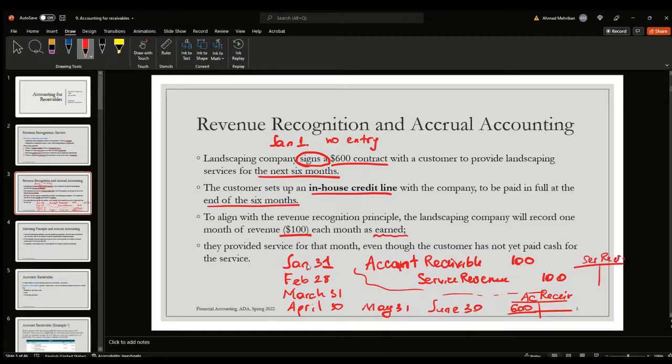Revenue will have the balance on credit side $600. This is basically it. And if we assume that the payment is done, like here it says that the payment will be done at the end of the 6 months period, which is June 30, so the entry will be cash. If we're doing it from the perspective of the landscaping company, it's going to be cash in $600, and the account receivable here will be closed down through the credit side, and the balance will be zero. So this is basically how we do it, and you already know it.